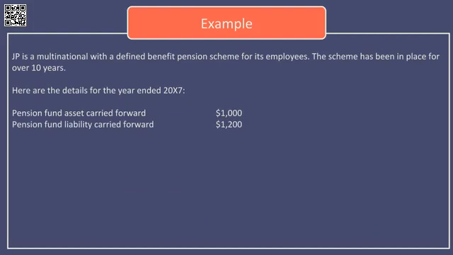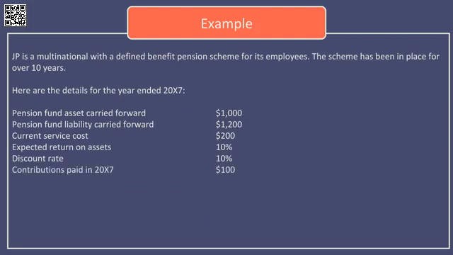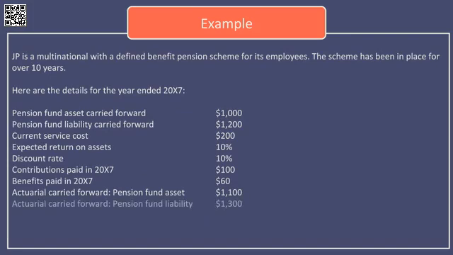Pension fund liability carried forward $1,200. Current service cost $200. Expected rate of return 10%. Discount rate 10%. Contributions paid in 20x7 $100. Benefits paid in 20x7 $60. Actuarial carried forward for the pension fund asset $1,100. Actuarial carried forward pension fund liability $1,300.